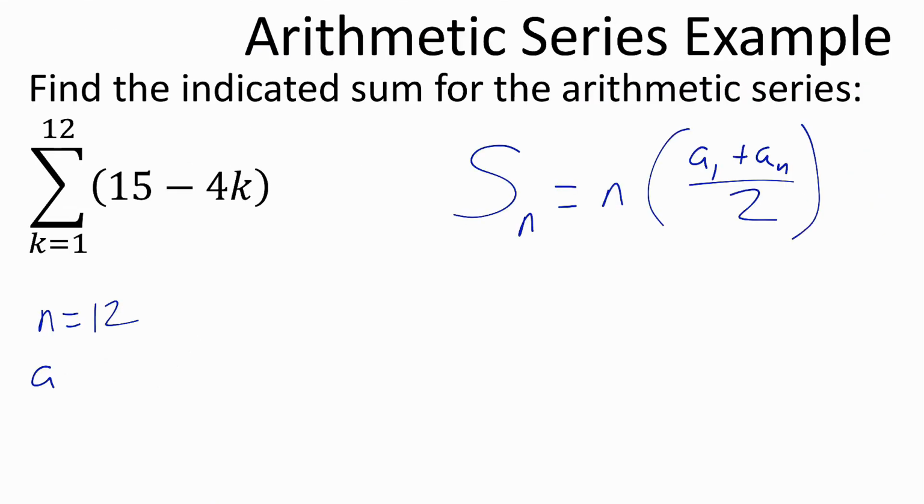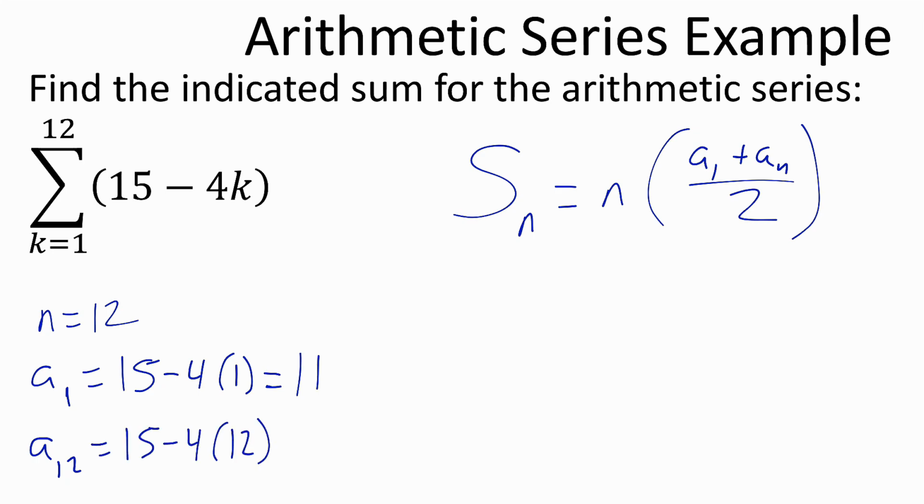Our first term that we need to find is a sub 1. For a sub 1, we're just going to plug in 1 for k. We've got 15 minus 4 times 1, which gives us a grand total of, sorry, 15 minus 4, goodness gracious, is 11. The last term in the sequence: we're finding 12 terms, so we're going to go up to that 12th term. So we've got a sub 12 equals 15 minus 4 times 12. We've got 15 minus 48, giving us a grand total of negative 33.